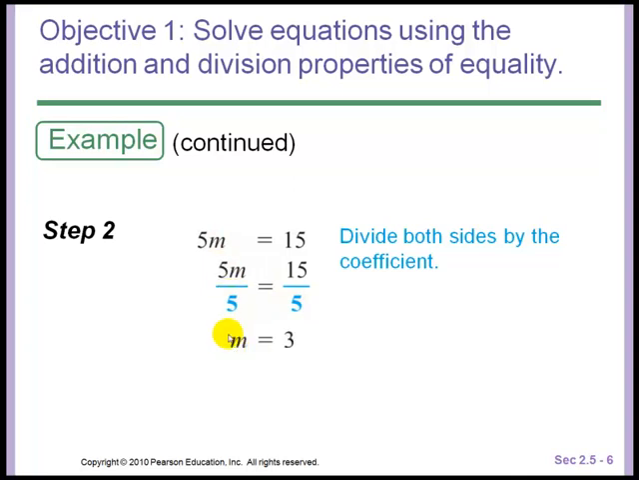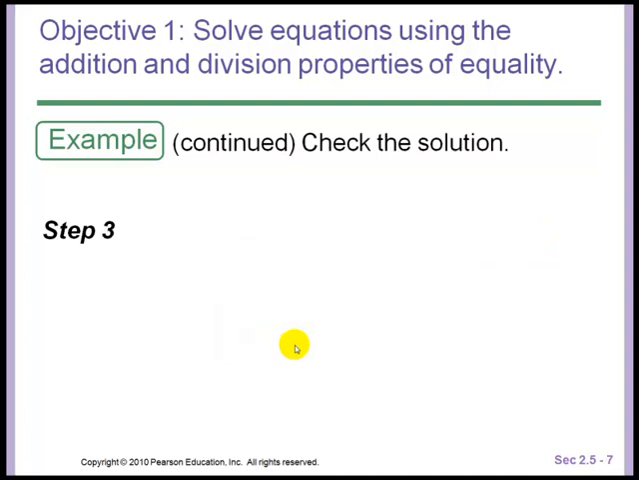So I'll just have a 1m. Remember, in math, we don't write the 1 if it's the coefficient. We just leave the letter. And we had to do it to both sides, so 15 divided by 5 is 3.